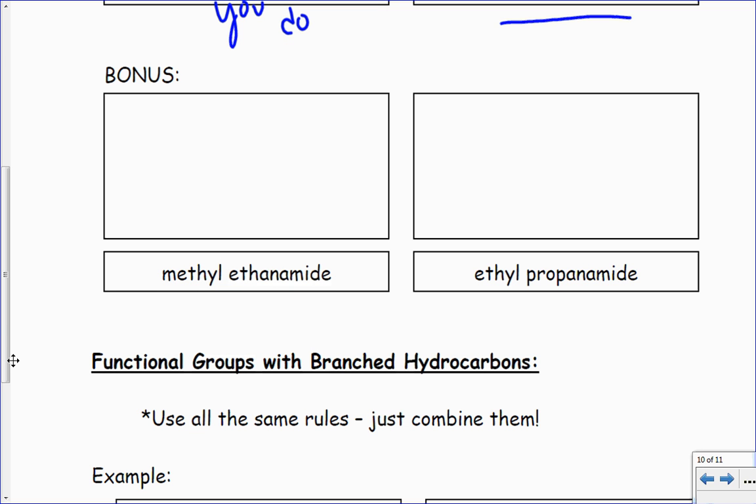Bonus. And we have functional groups with branched hydrocarbons. Great. Ethyl propanamide. Okay. So here is where the ethyl is on the other side of the prop. So start with the prop. Prop is 3 carbons. 1, 2, 3. And there's my double bonded O and my nitrogen. And then I have to have an ethyl on that nitrogen, and an ethyl is 2 carbons. So there we go, like that.